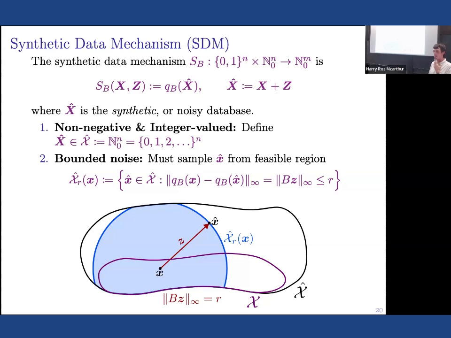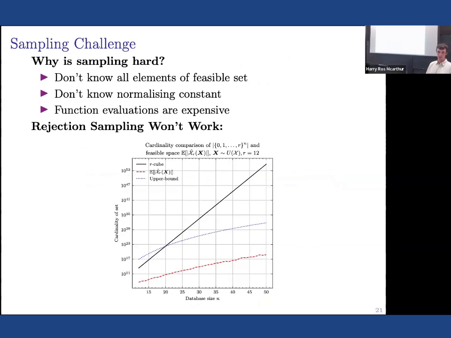It seems easy enough when you draw a picture, but actually trying to select a synthetic database in this blue region becomes very complicated. Rejection sampling doesn't work. Even with moderate sized databases, the proposal distribution grows exponentially, whereas this space, the blue ball, grows polynomially, so it doesn't work. You need to come up with some better ways of doing it. You need to think a little bit harder about the problem.